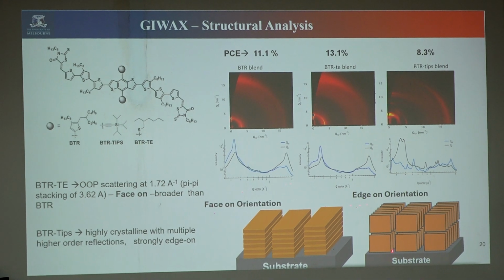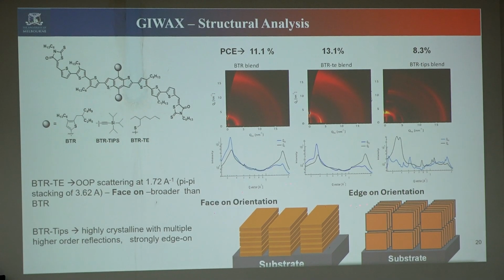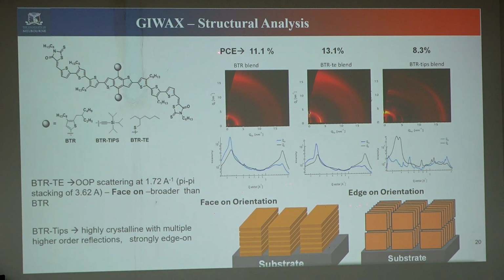Because of this edge on orientation, which is not favorable for charge transport, when we compare the performance of these devices, we are getting very low, 8.3, whereas this device is getting around 11.1. That's why I'm saying that these structural arrangements are reflected in your device performance, which is due to inefficient charge transport, affected by the arrangement of the molecule.